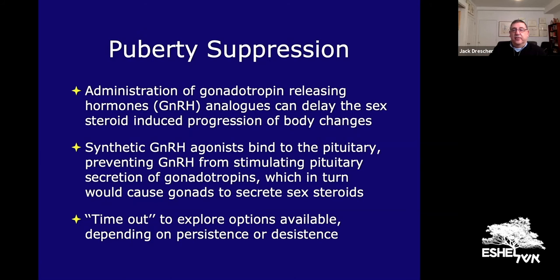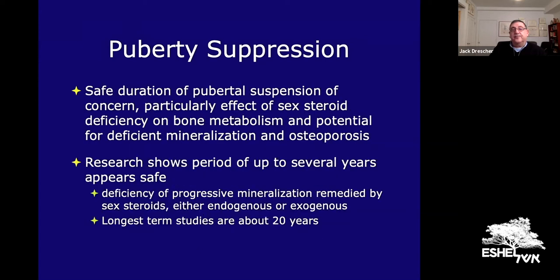That's how the puberty blockers work, but the last part is the important part. It gives all these kids time out to explore the options available. So if the child desists, let's say they start puberty blockers at 13, but at age 14 they say, I no longer think I'm transgender, I think I'm my birth assigned gender, you can stop the puberty blockers and they have a later onset of puberty without a problem. But if they don't, then they don't develop those secondary sex characteristics. Research shows this works for a period of up to several years. The longest term studies are about 20 years.